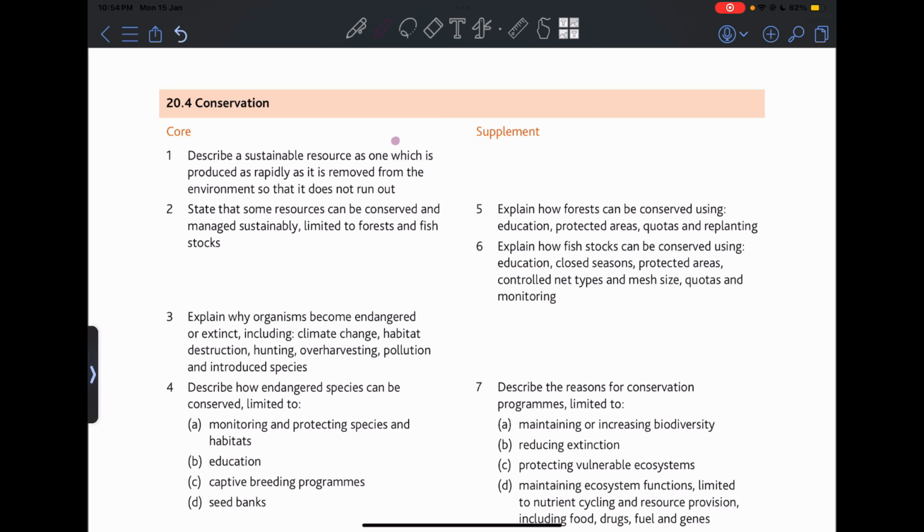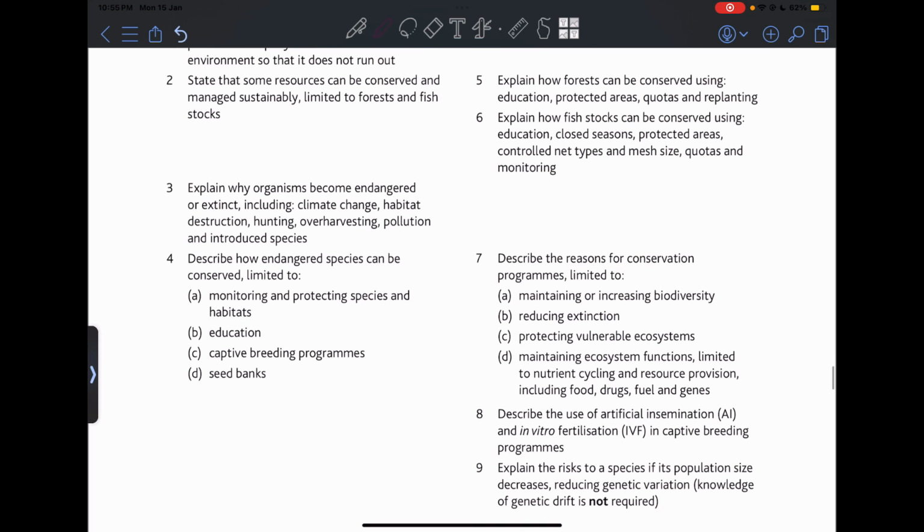So you can protect forests and fish stocks by preventing them from being fished. For example, if there's a fish that is going to go extinct, you will, by law, protect them by not fishing them. Or forests, they will not be allowed to be cut down. If they are cut down, there will be serious consequences to the person who does this.